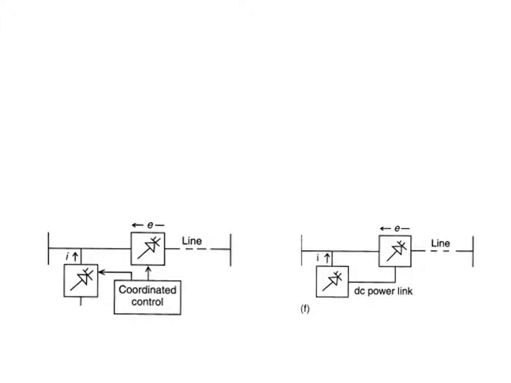Now the combined series-shunt controller. Figures E and F show the combined series-shunt controller configurations. This could be a combination of separate shunt and series controllers which are controlled in a coordinated manner, as shown in figure E, or unified. Here unified means there will be a DC link provided between the series controller and the shunt controller, as shown in figures E and F.